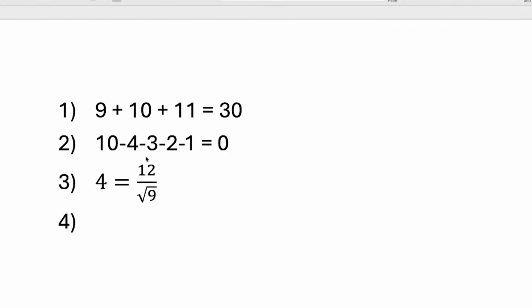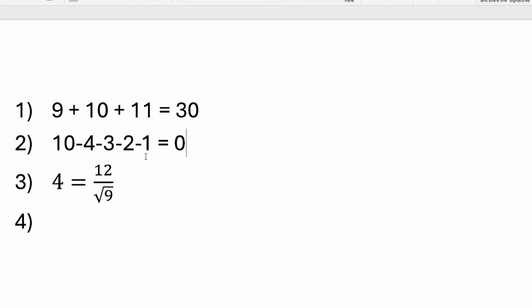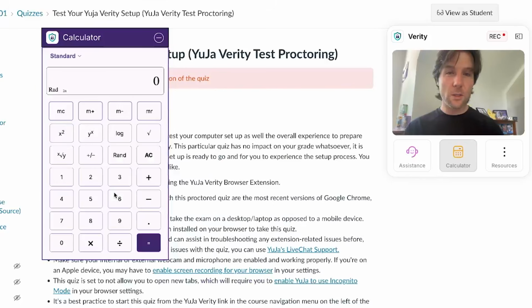The last one right here is very similar to some things we do. 4 equals 12 over the square root of 9. The square root of 9 is going to be 3. So let's go back in here, and this is how I would solve this one out.